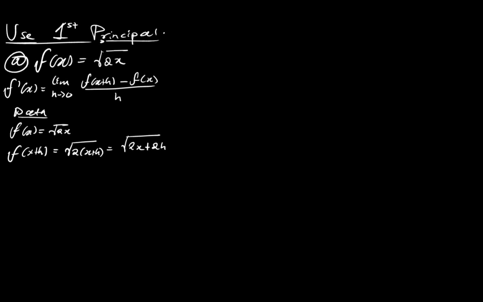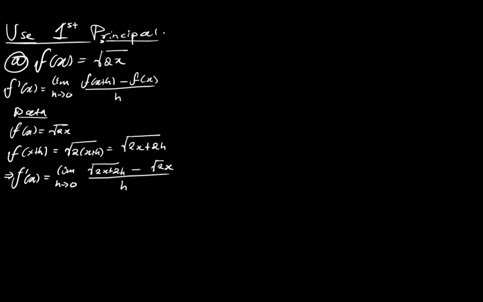With this data, we can just plug back into the equation. So this implies that f prime of x is equal to the limit as h approaches 0 of f of x plus h, which is root of 2x plus 2h, minus f of x, which is root 2x, over h.